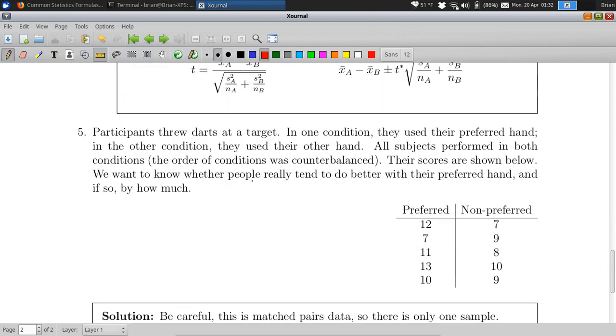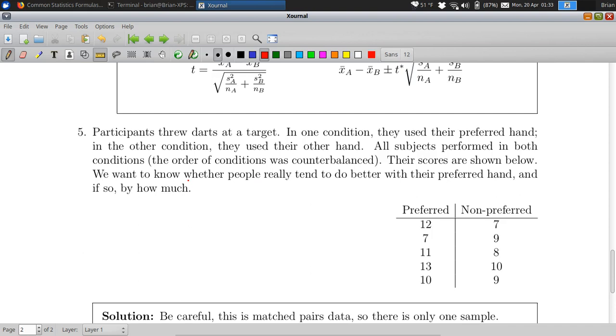It's a situation where you've got participants who are throwing darts at a target. In one condition, they use their preferred hand, right? So if you're right-handed, you use your right hand to throw the dart. And then they also use their other hand, and they check their performance on the two different tests. I guess higher numbers are better performance. And so the question is, we want to know whether people really tend to do better with their preferred hand, and if so, by how much.